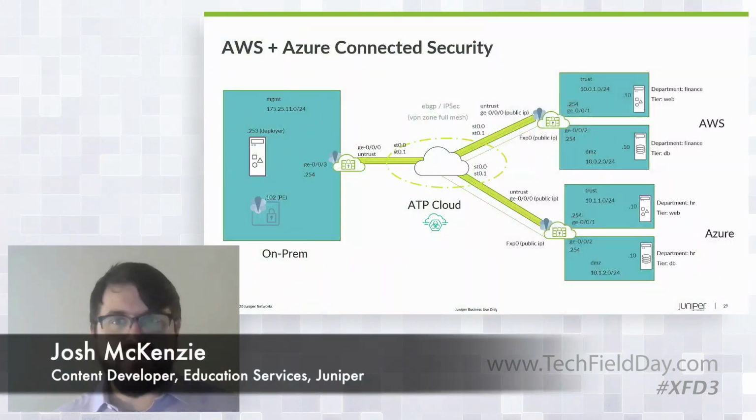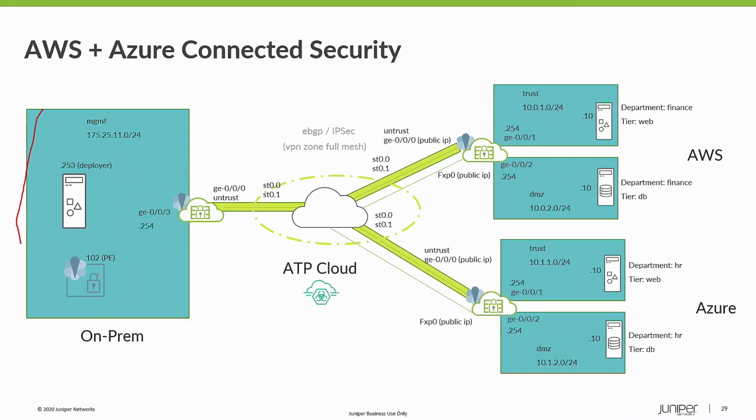Here is our demo environment. So we have a quote unquote on-prem. It's really just a couple VMs running in a local vSphere here. We have an SRX on the edge. Then we have some resources in AWS.